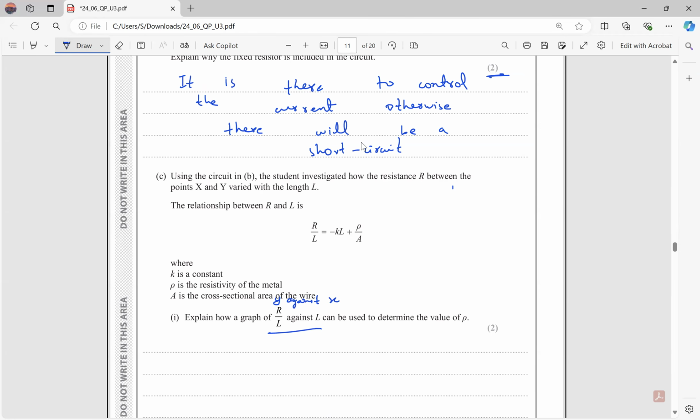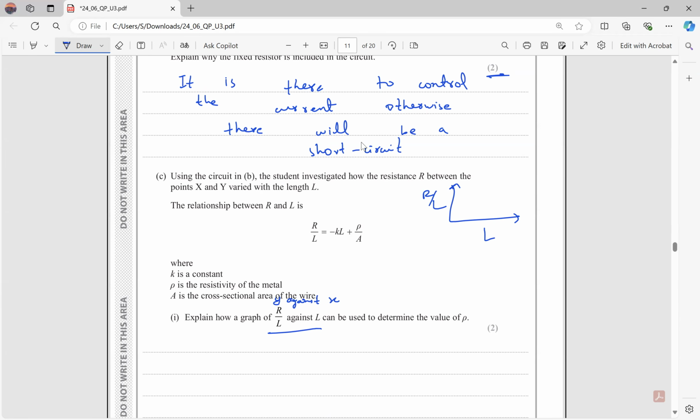The first thing to be plotted on the y-axis, right? R over L against L means Y against X. So you will plot R over L on the y-axis and L on the x-axis. And you have to think how you can find the value of resistivity for that.